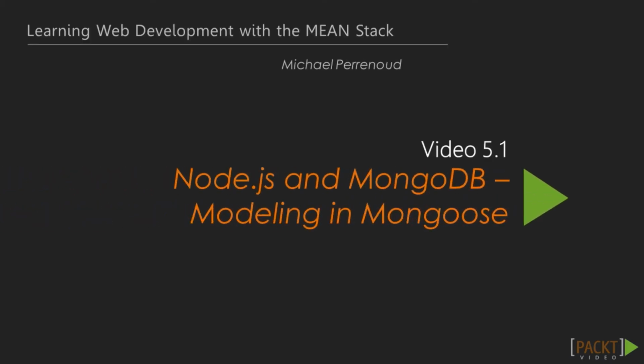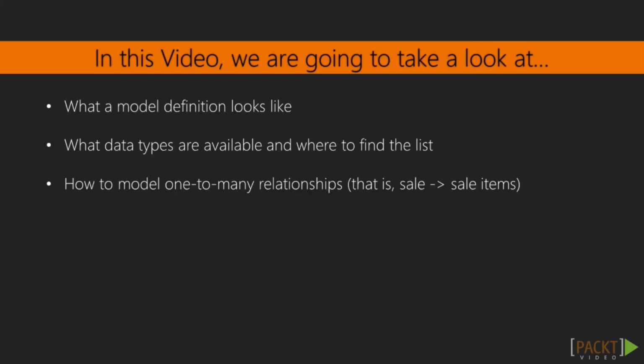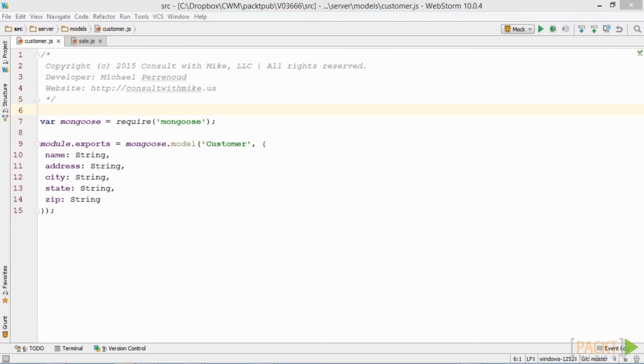This is the first video in the section, and in this video we will be covering what a Mongoose model definition looks like, what different data types can be modeled, and how to model one-to-many relationships. Let's start with the simplest of all models, the customer.